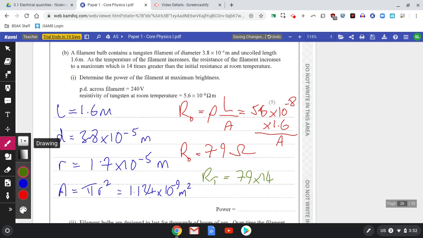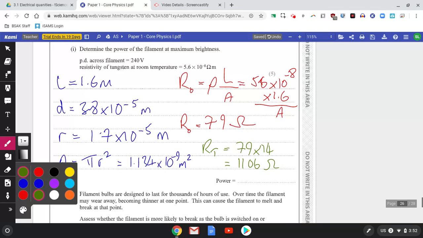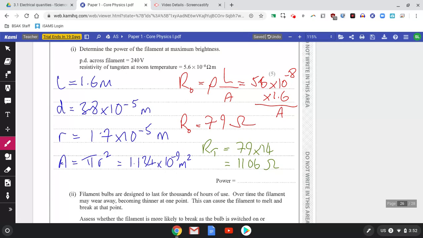I'll try that again. So we've got 1106 ohms. Which equation are we going to use? We don't know the current, but we do know the voltage. Now, one of the power equations, one of the three, is V squared over R. That's the one we're going to use. So 240 squared divided by 1106 is 52 watts. Okay, easy peasy. Last little question then.